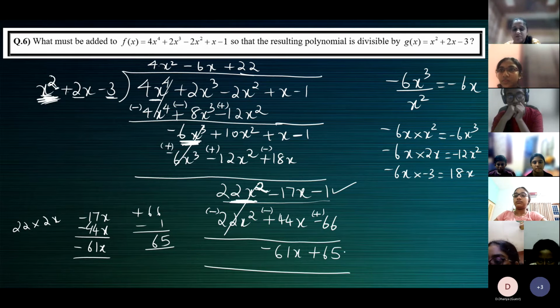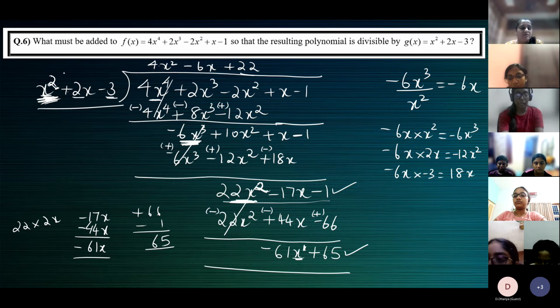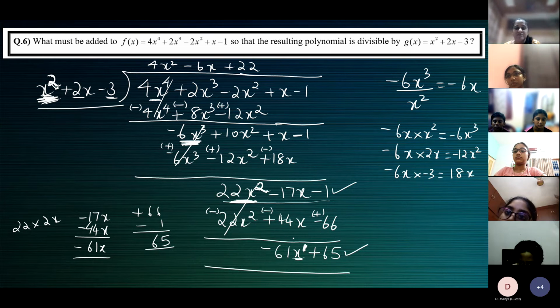So this is the remainder. X power is 1, so the degree of the remainder is 1. For the divisor, the highest power is 2. It's a quadratic divisor, we know that already. But in the remainder, the degree is 1. 2, 1, this is less. The degree of the remainder is less than the degree of the divisor. So we stop the division.